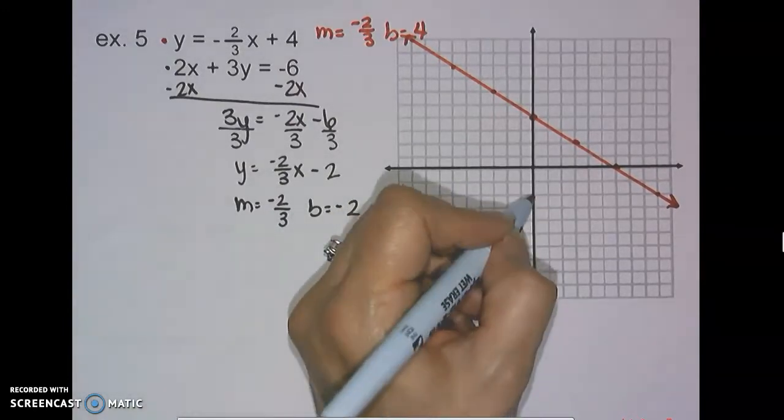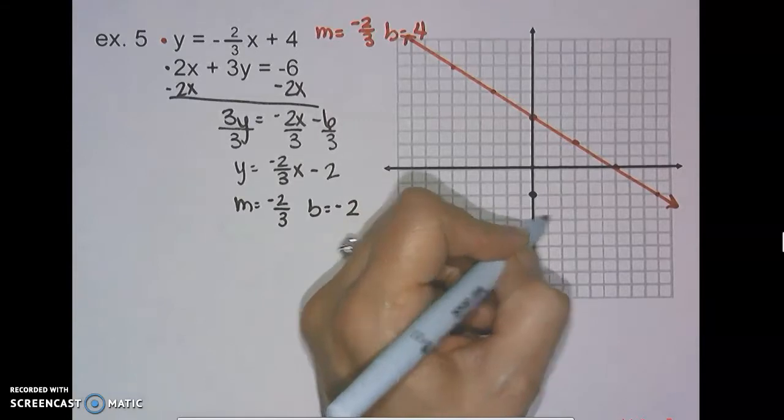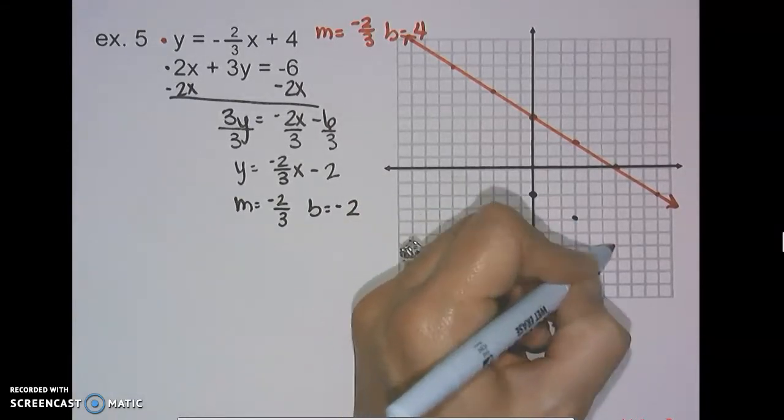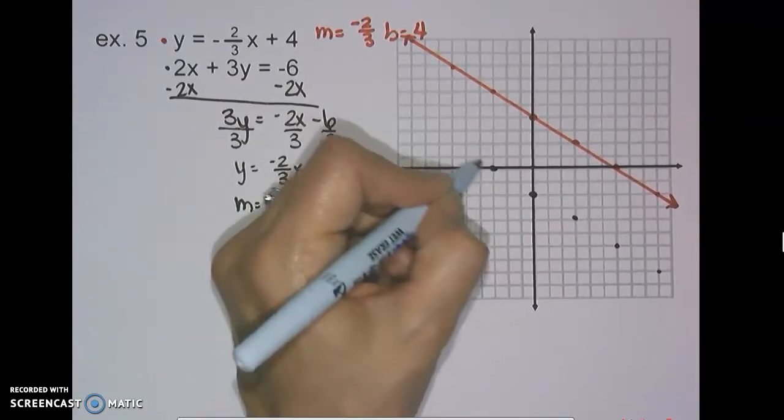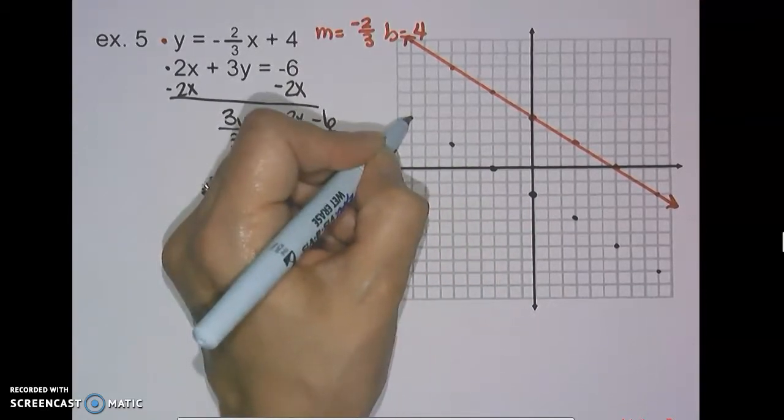So when we go to plot this, we're beginning with that b value and then going down 2 and right 3. And no matter how many points I make on this, are those lines ever getting closer together or ever going to touch?